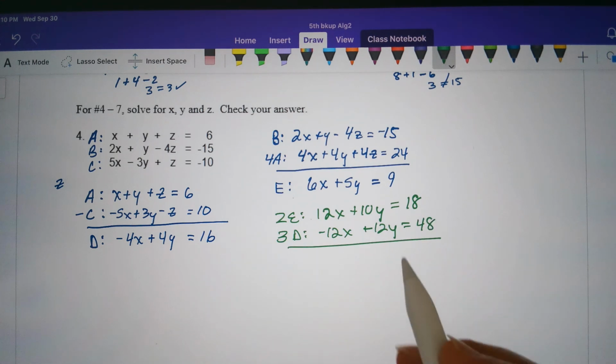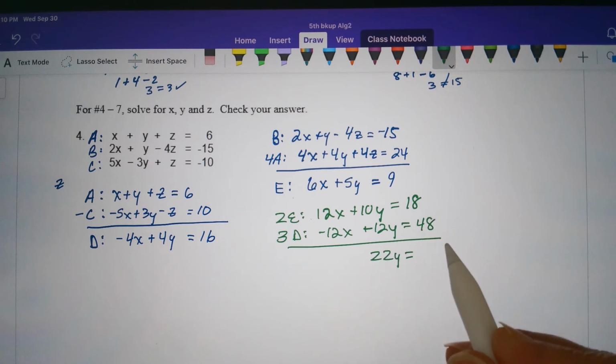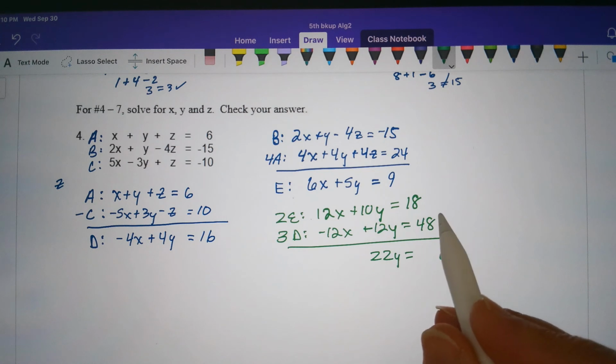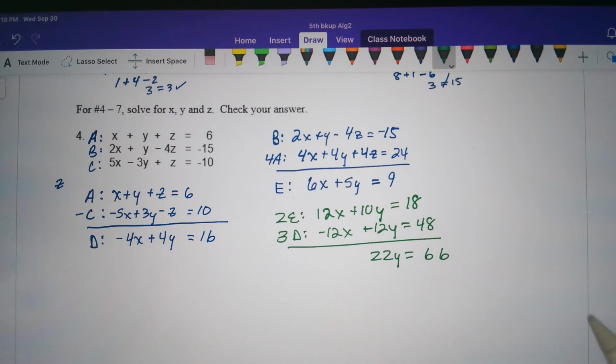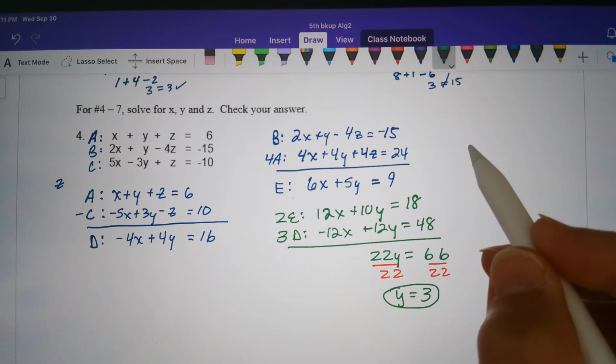Adding these, and we end up with 22y is equal to 66. Oh, well, that's good. I feel a lot better. It's getting some large numbers here, but when we divide by 22, at least 22 divides into 66 evenly. So we have y is equal to 3. Now we go back to D or E. I'm going to go back to, I guess, E. Let's see.